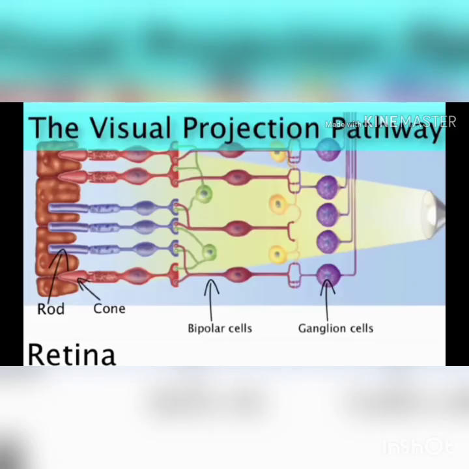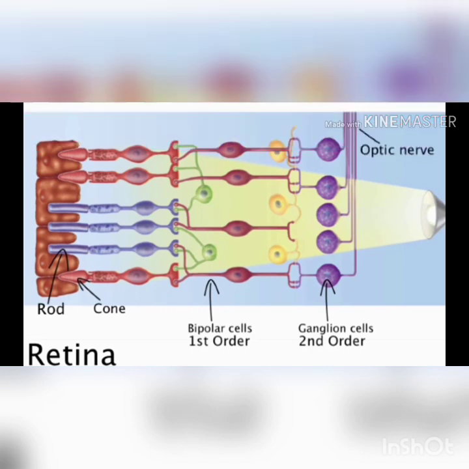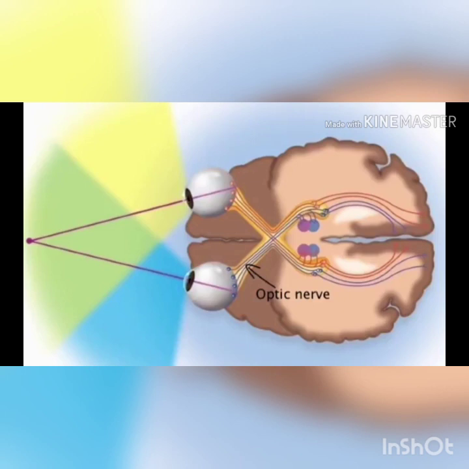The first order neurons in the visual pathway are the bipolar cells of the retina. The second order neurons are the retinal ganglion cells. Their axons are the fibers of the optic nerve. The optic nerves leave each orbit through the optic canal, and they come together in the area of the pituitary gland to form an X-like pattern called the optic chiasm. From there, the nerve fibers are referred to as the optic tracts.